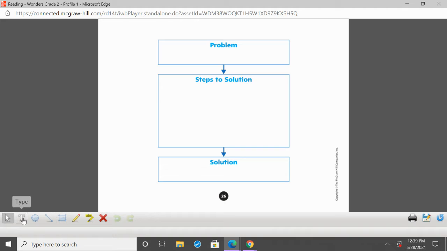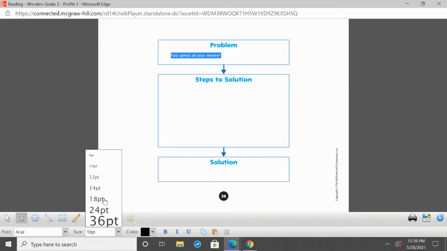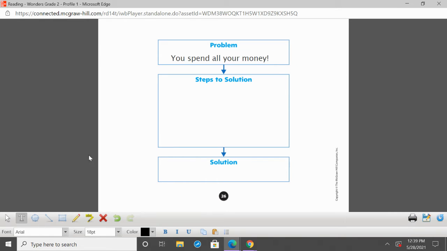All right, so we're going to go ahead and fill this in. So our problem is that you spend all your money. That's a problem. Let's say for your birthday, maybe you get some money, and then you spend it all, and you have nothing left to show. That could be a problem. So that's what the story is going to tell us. You spend all your money.